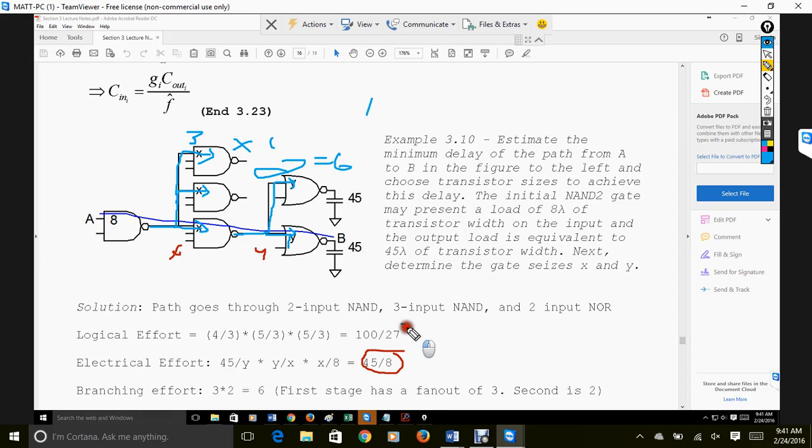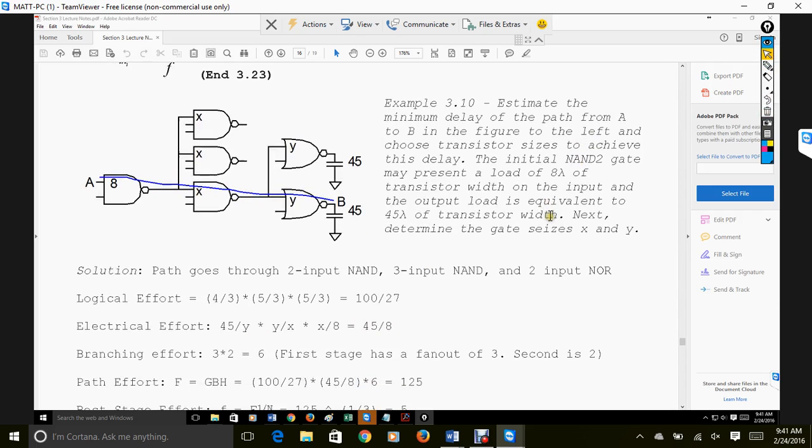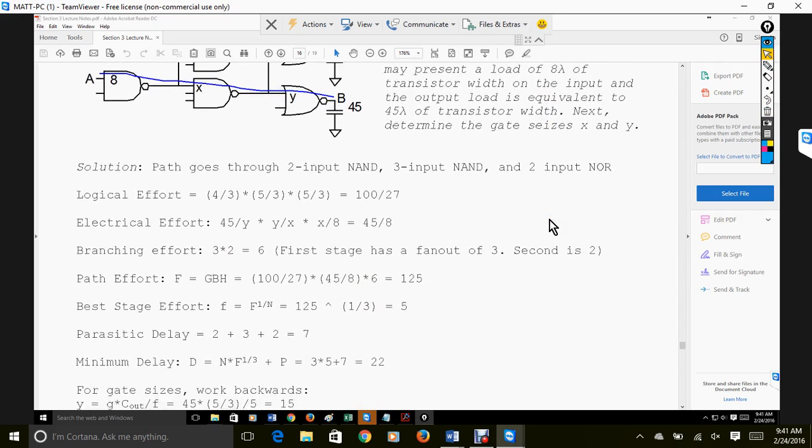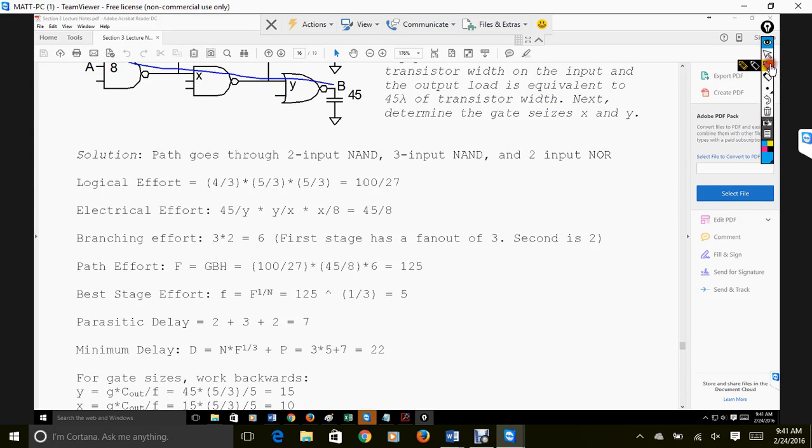So you have 100 over 27 for logical effort. Our path electrical effort is going to be 45 over 8. And then our branching effort is 6, right? So what we're going to do next is just multiply all those together to get our path effort. So in this case, now you probably should start being able to tell that this is a designed problem to give simple solutions, because this comes out to 125. And then since it's 1, 2, 3 stages, right? If you take the cube root, you're going to get 5, right?